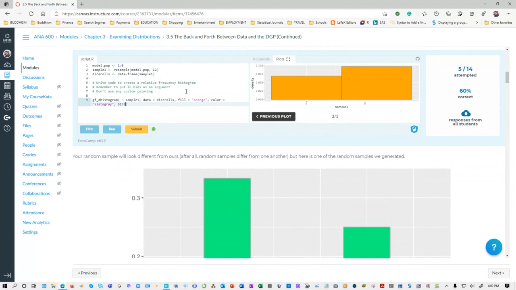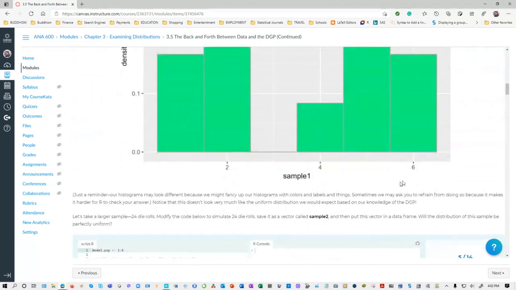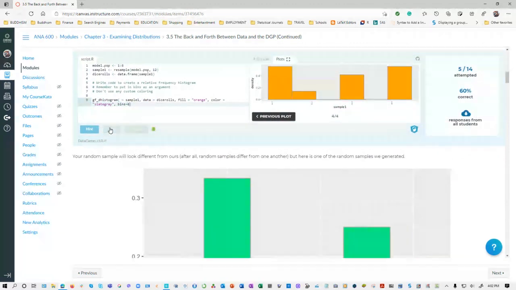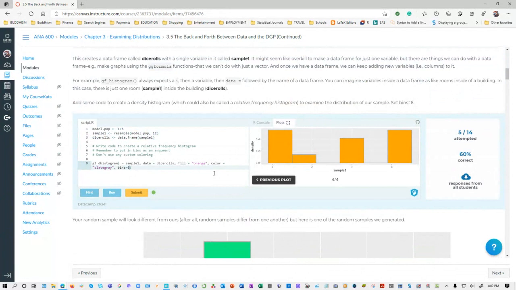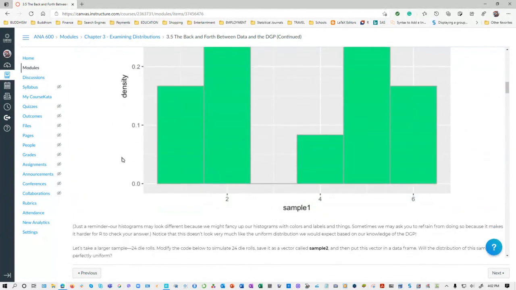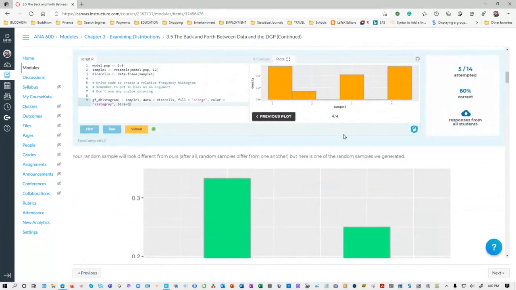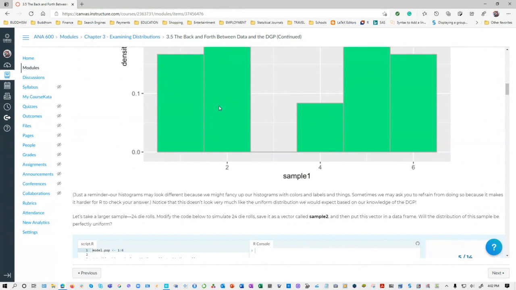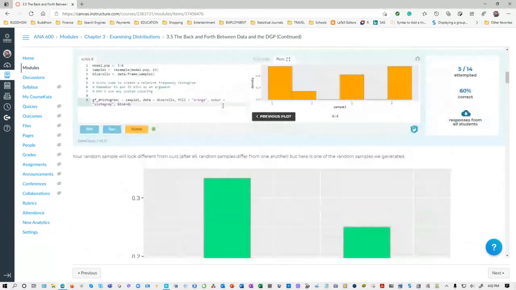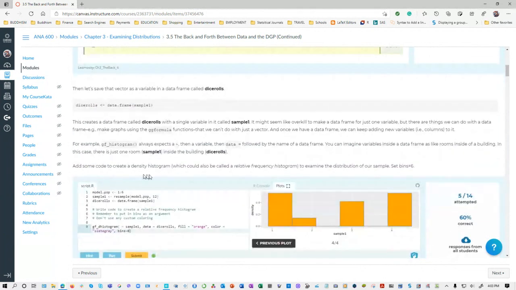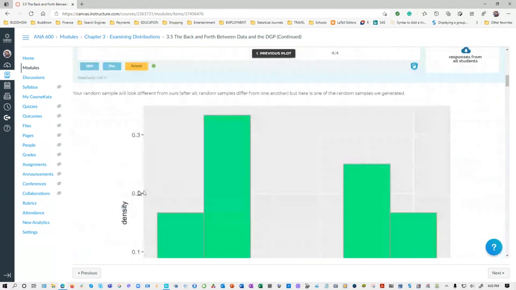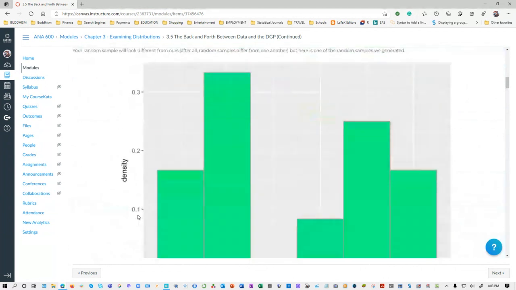Number of bins. How many bins do you need? 2, 3, 4, 5, 6. Six bins. This is density here. Let's see how many bins. Set bins to 6 and add some code to create a density histogram, and examine the distribution of our example. Set bins to 6, bins equals 6. That's exactly what we want, bin 6.